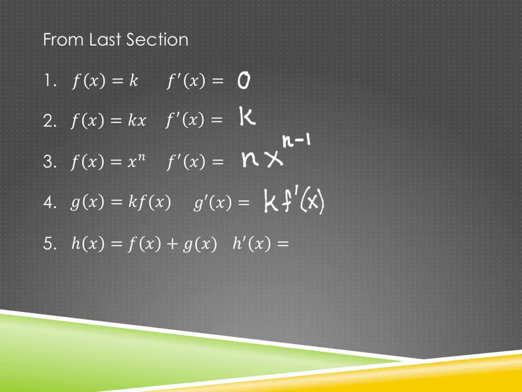And the last one says that if we have addition and or it could be subtraction, I'll write it that way in fact, that we would take the derivative of each piece. I wrote that wrong. So we would do f prime of x, and we do plus or minus, whichever one it is, g prime of x.